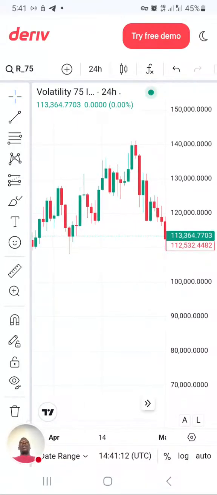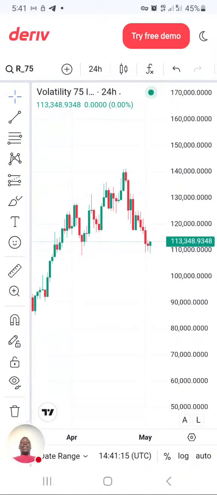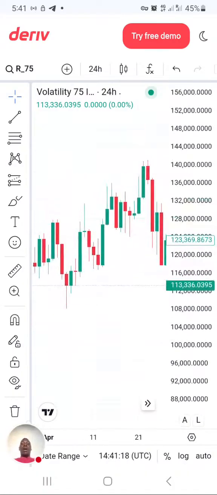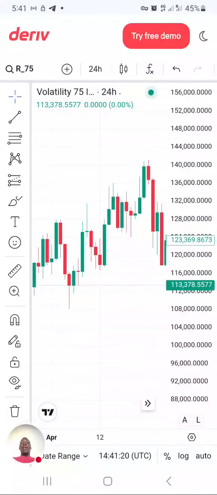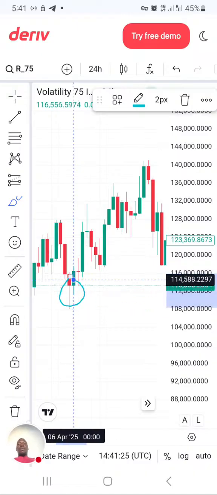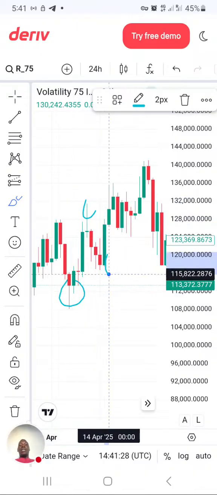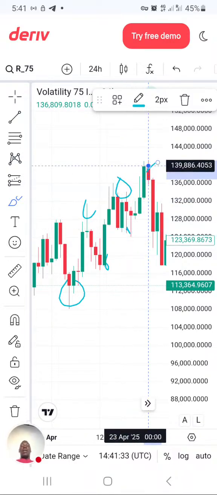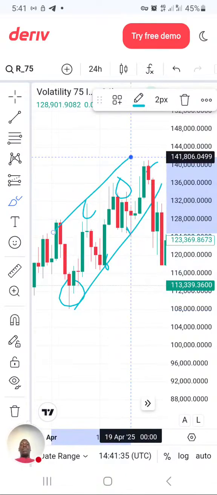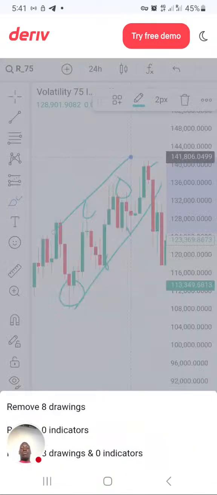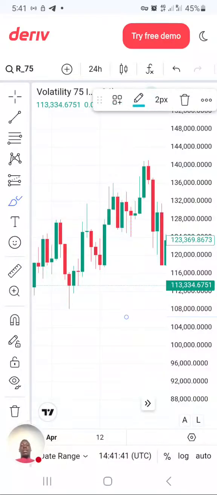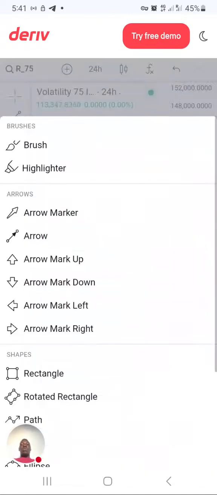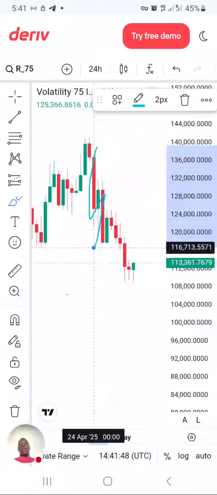What we have to do is identify where the market is going. Right now the market has been making higher highs and higher lows. We can see that this is a low here, and this is a high, and this is a low here, and we have a high here, this is a low, and we have a high here. This was a bullish momentum. And then the market tried to shift from this bullish momentum and started to make lower lows and lower highs.